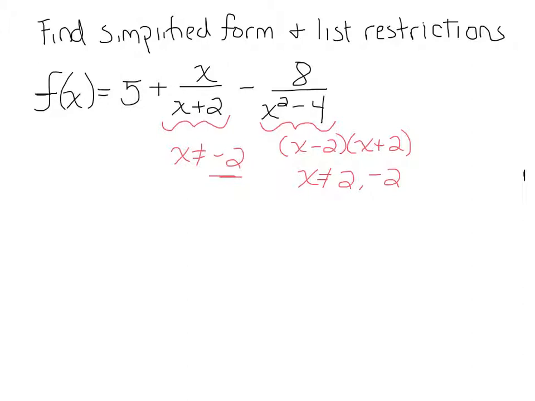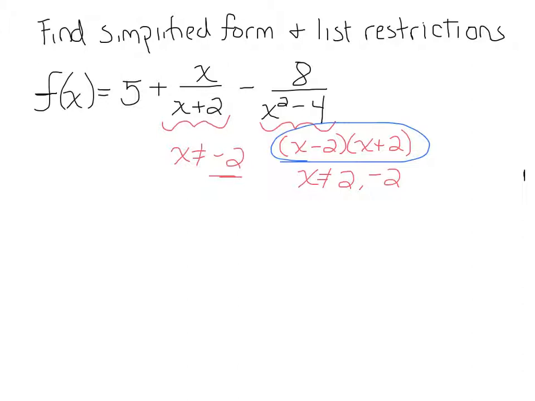Now we need to work on getting a common denominator. That common denominator is going to be x minus 2 times x plus 2. So what we're going to do is multiply the numerator and the denominator of each rational expression by what's missing from the common denominator.